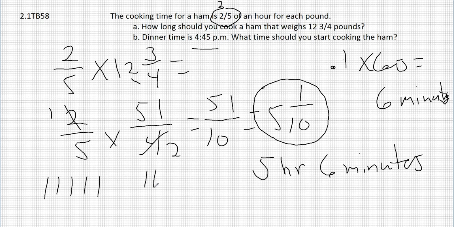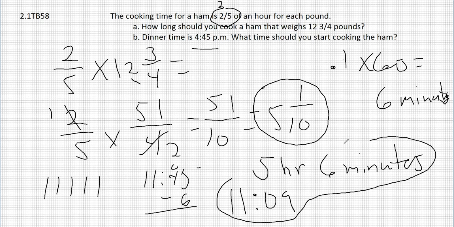So what would that be? We have 11:45, and now we need to subtract 6 minutes. 15 minus 6 is 9, so we're going to start at 11:09 in order to get our ham finished. Now that was a hard problem, and if it's on your quiz, it's probably going to be extra credit.